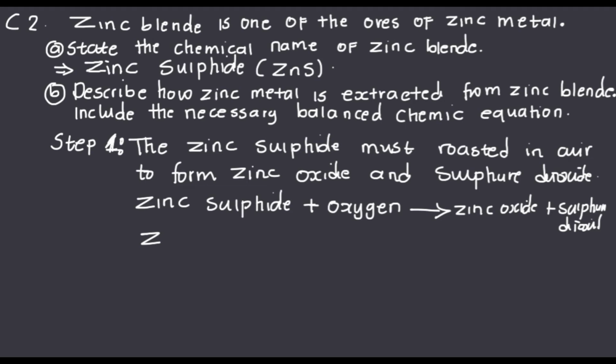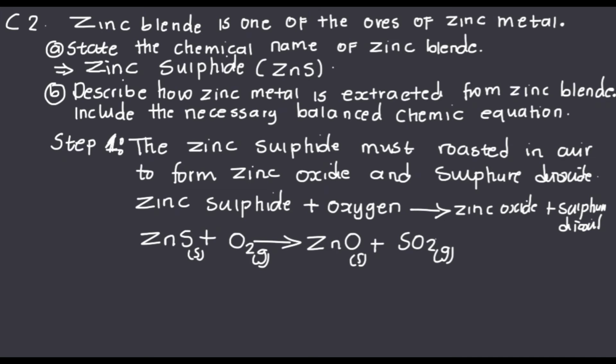So the chemical symbol: we have zinc sulfide solid plus oxygen, which is a gas. Then you are going to have zinc oxide plus sulfur dioxide. Now we are told that we need to make sure that our equation is balanced. So we need to check, is our equation balanced? No, the equation is not balanced. So let's look here. There is one atom of zinc, one atom of zinc. Zinc is balanced. One atom of sulfur. Then if you look here, we have two atoms of oxygen. Then 1 plus 2 gives us 3 atoms. So oxygen is not balanced.